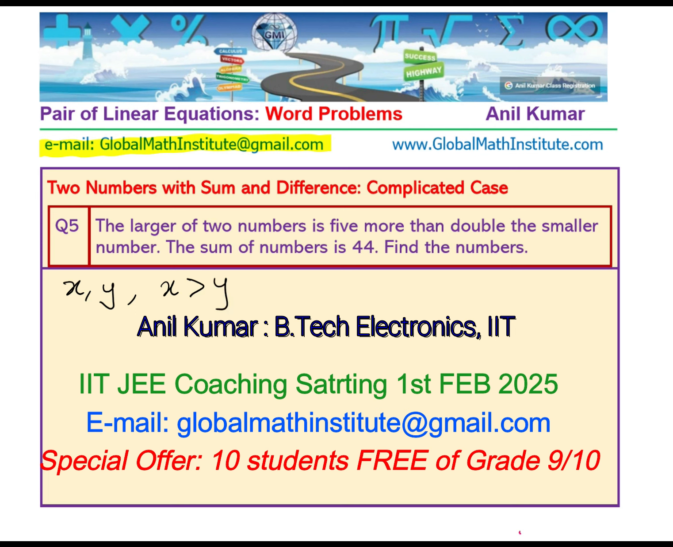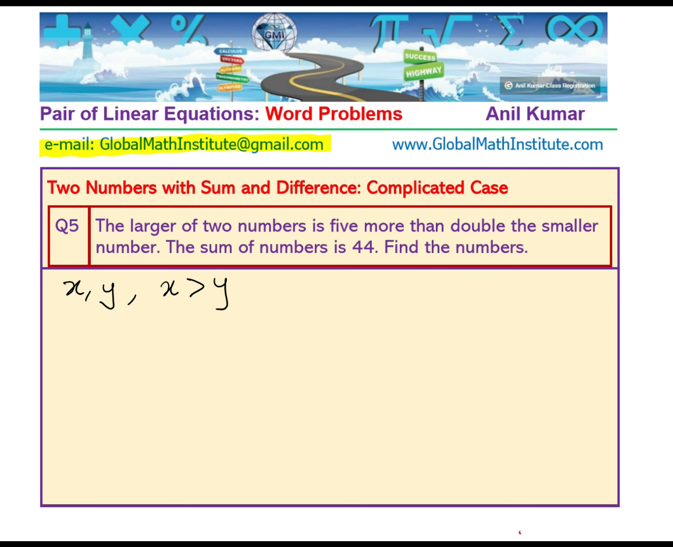Makes sense, right? So when you have numbers, do not imagine that they are whole numbers. They could be fractions also, rational numbers also. You get the whole idea, right? They could be positive or negative numbers, right? Open for that, right? So now, larger of the two numbers is 5 more than double the smaller number.